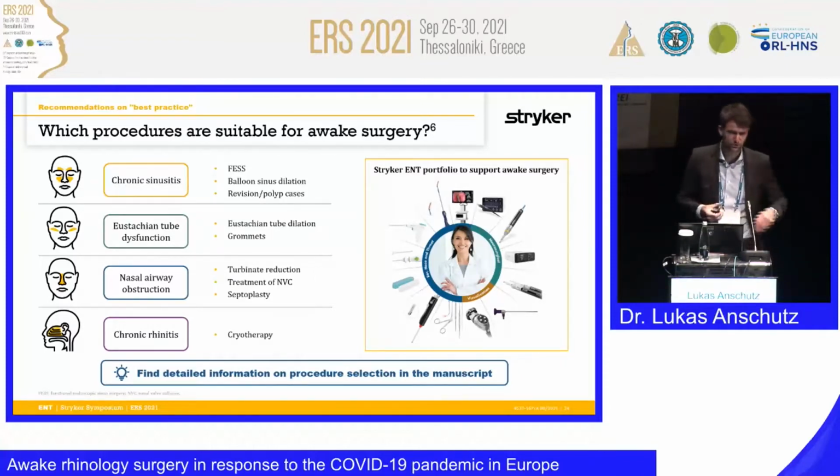Then, as I said, for Eustachian tube dysfunction, the balloon which can be used for the sinus dilation can also be used for the Eustachian tube, and I think this is a quite straightforward procedure because you don't need to pass the middle turbinate or the middle meatus, and you can go straight away in the inferior nasal portion and find the ostium of the Eustachian tube. Of course, the insertion of grommets is also important in this context. And if you have nasal airway obstruction, the reduction of the turbinates, or even a septoplasty, can be an option that you can do under awake surgery.